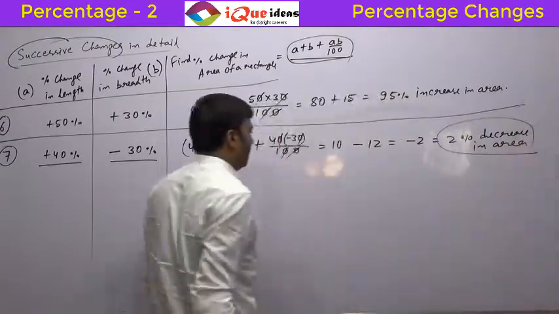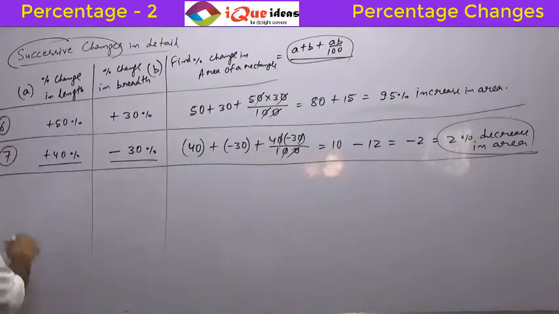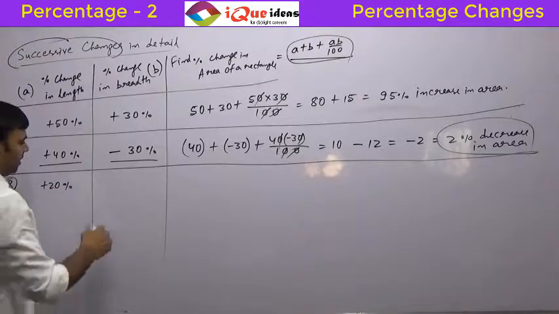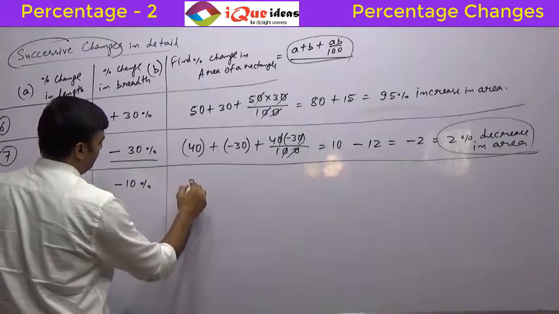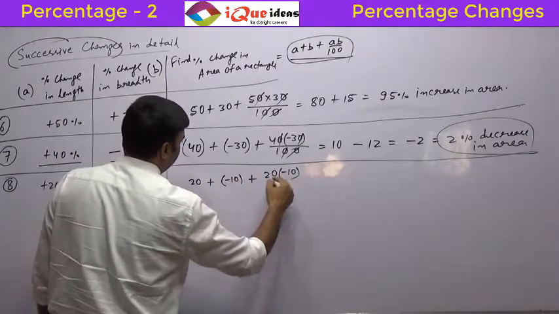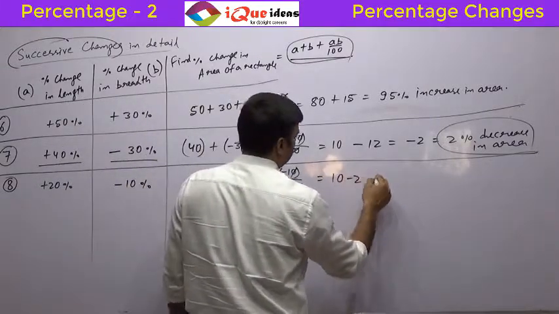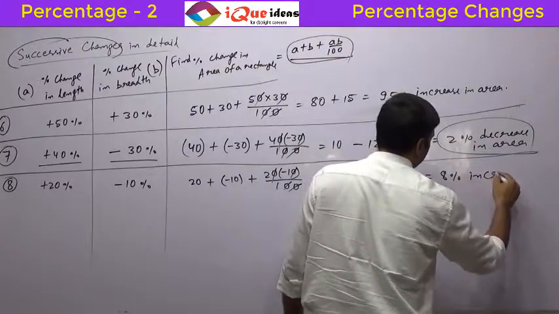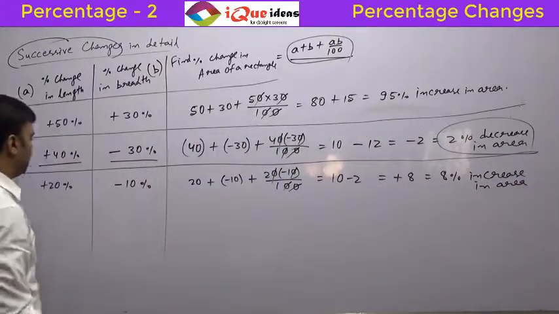Be really careful. Let's take one more example. If we have a 20% increase in the length and a 10% decrease in the width, then the net change will be 20 plus minus 10 plus 20 into minus 10 divided by 100. So 0 and 0 are cancelled. 20 minus 10 is 10, minus 2, that is equal to plus 8, right? So this is an 8% increase in the area. So you have to always calculate to the last step. Then only can you say anything about the answer.